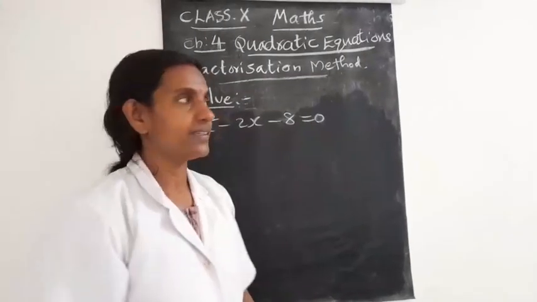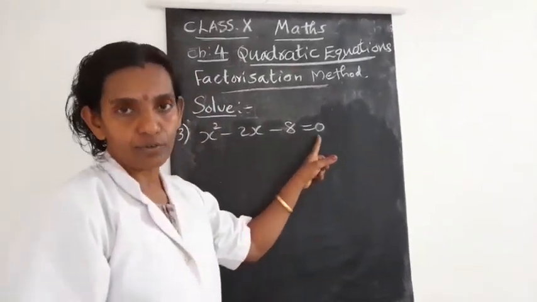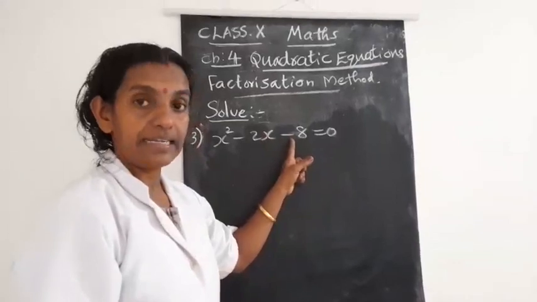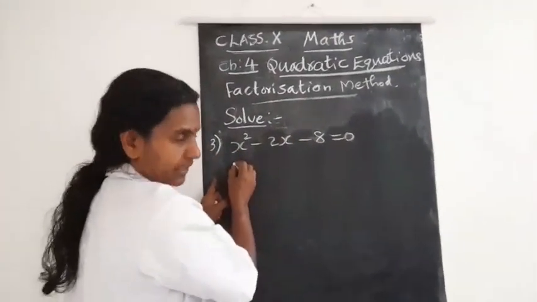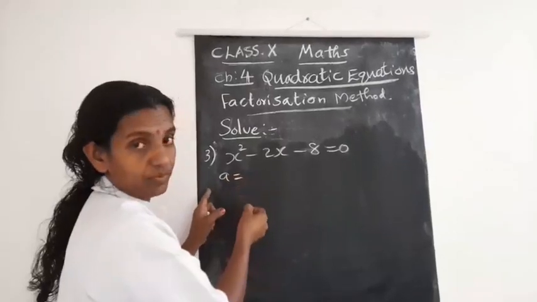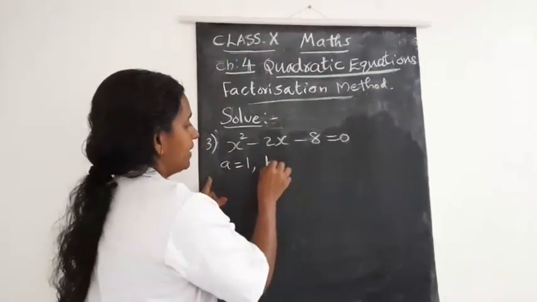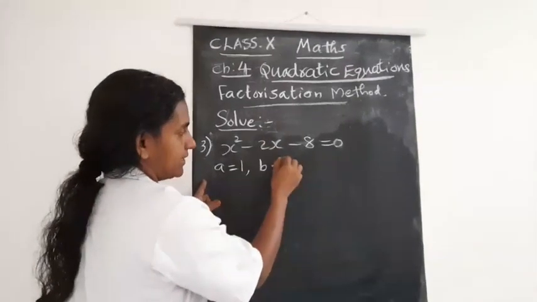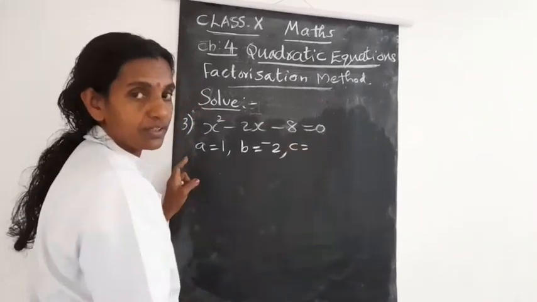Next question is x square minus 2x minus 8 equal to 0. Here both the terms are negative. Now we can write the values of a, b and c. So a equal to, what is a equal to? 1. X square only, so it is 1. b equal to, coefficient of x, it is negative 2. Then what is c equal to?